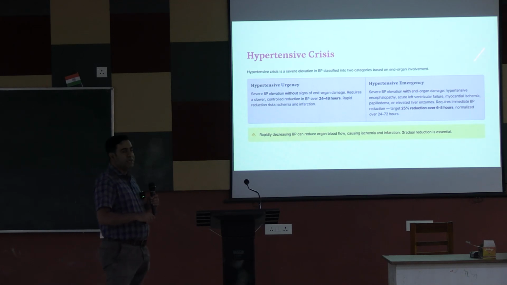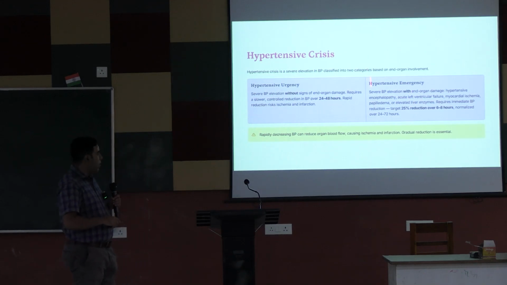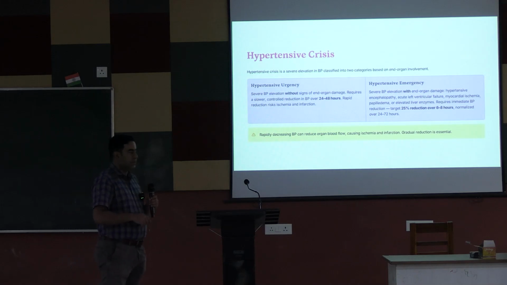But if there is hypertensive emergency, যখন emergency হয়ে গেছে, end organ damage হচ্ছে, then আমরা সম্পূর্ণটা reduction করব না, but 25% of the reduction over 6 to 8 hours. That is our target. In hypertensive urgency, we have to control BP over 24 to 48 hours. Why? Because rapid reducing BP can reduce the organ blood flow, which will lead to ischemia and infarction.